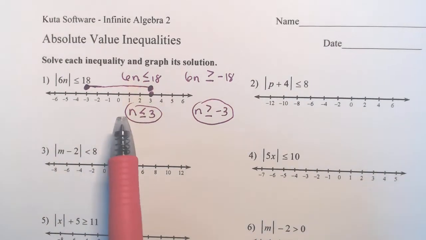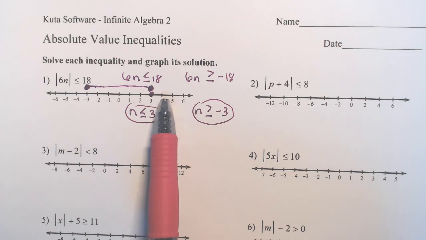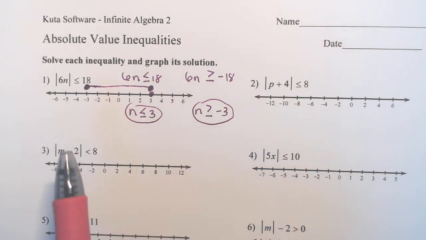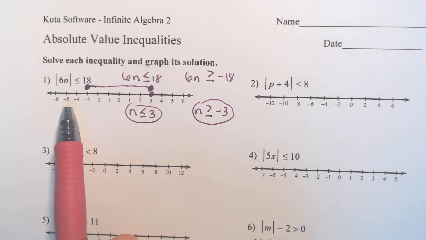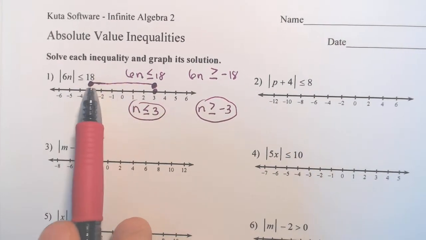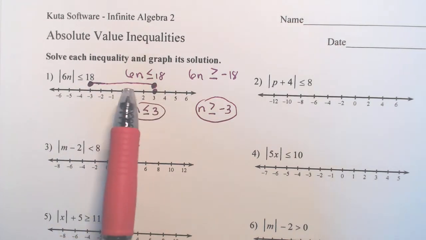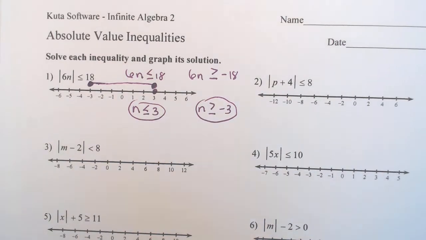Now tomorrow we're going to be confirming our answers. These have a different way of checking your answers, and the way you would have to check it is by plugging in a number in each individual zone. Like if I plugged in negative 5, that's not supposed to work because that's not a part of my answer set. My answer set would be any number in between negative 3 and 3. So if I plugged in the number 0, for instance, it should work. Let's see if it does.